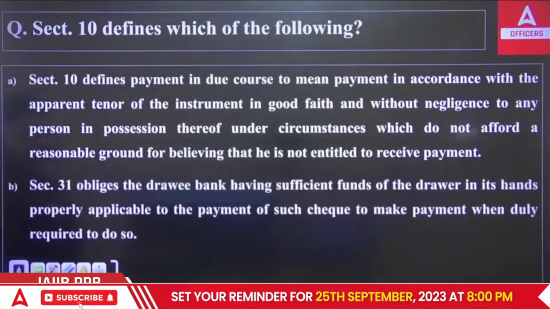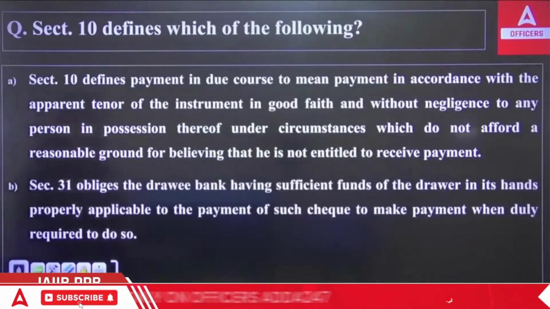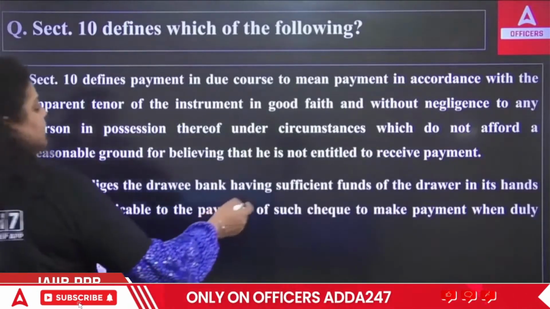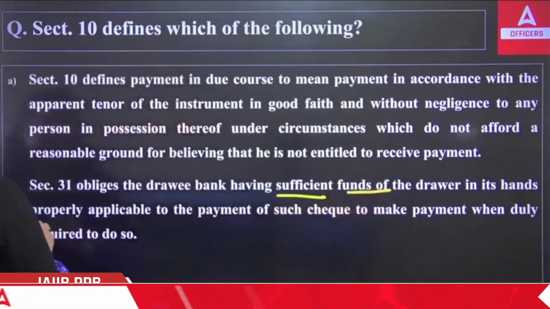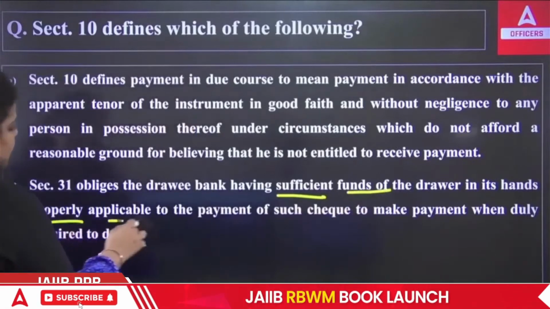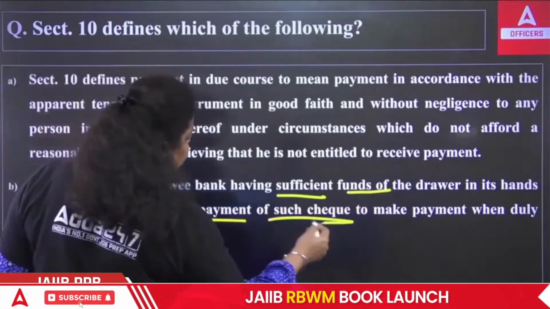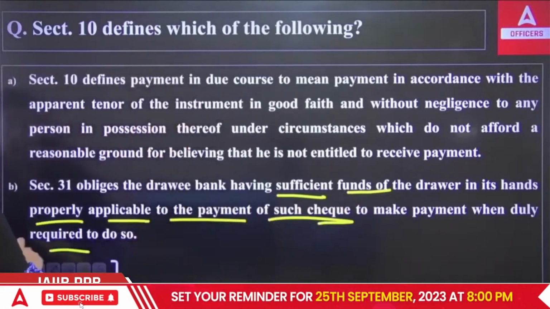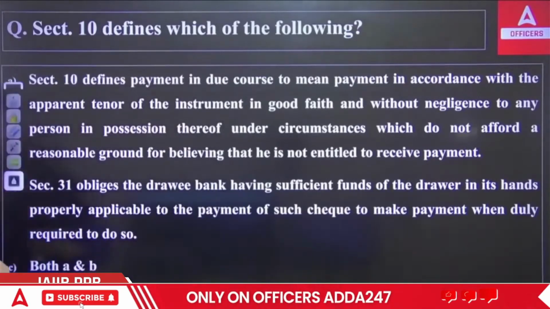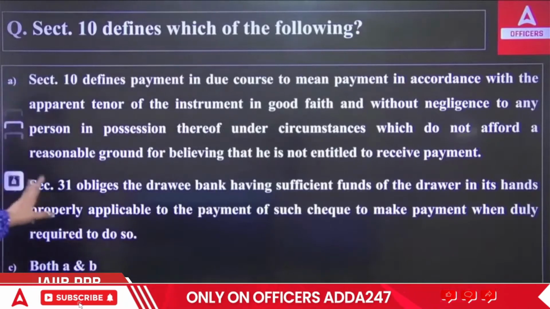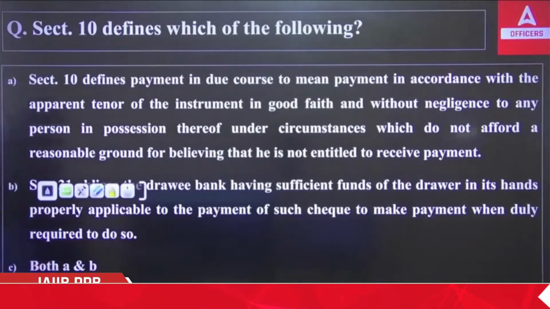The second is saying Section 31 obliges the drawee bank having sufficient funds of the drawer in its hands properly applicable to the payment of such cheque to make payment when duly required to do so. And the third option is both A and B, and the next option is none of the above. So what do you think, which of the following is correct?